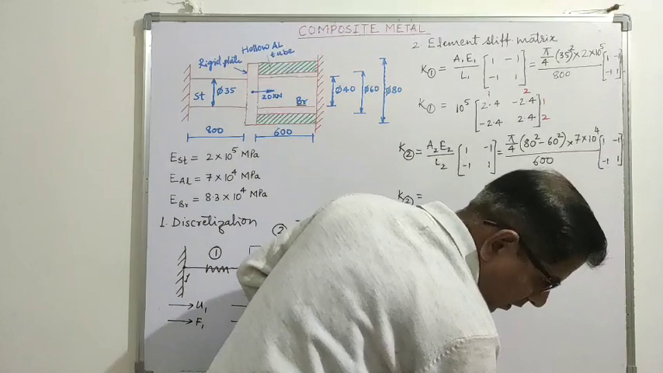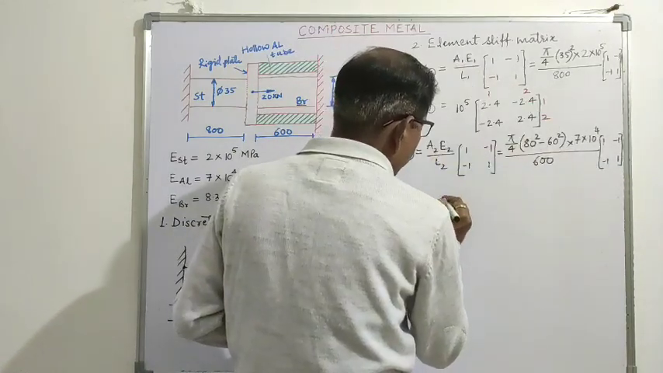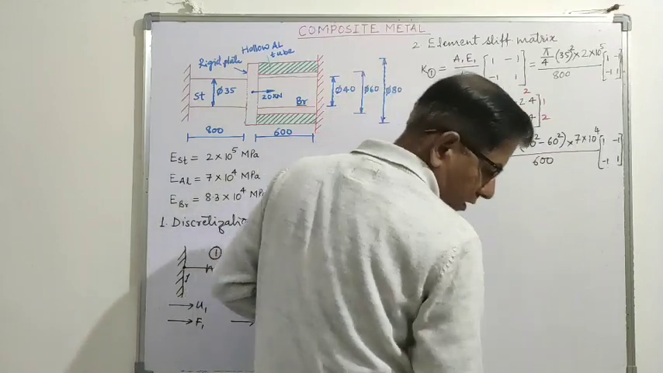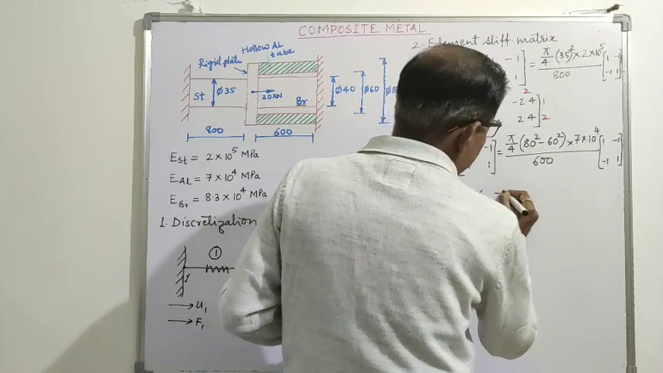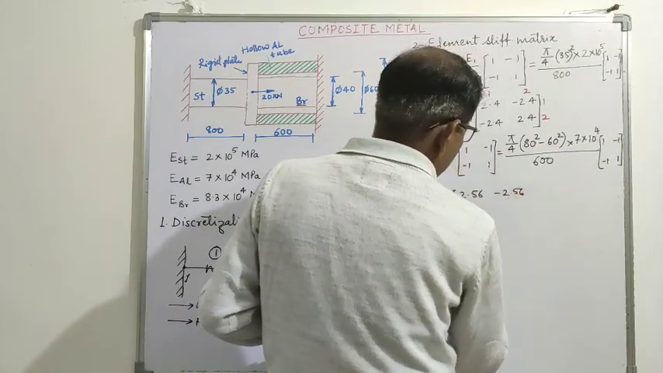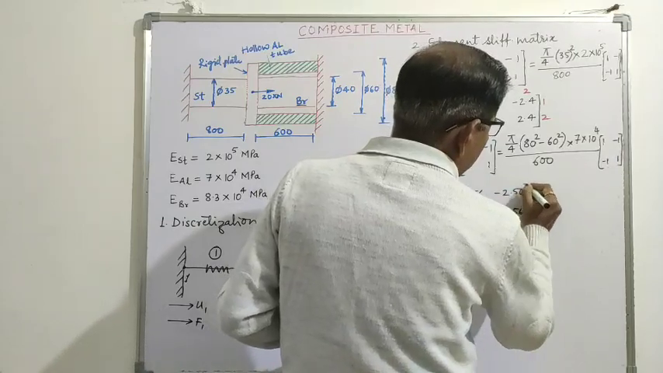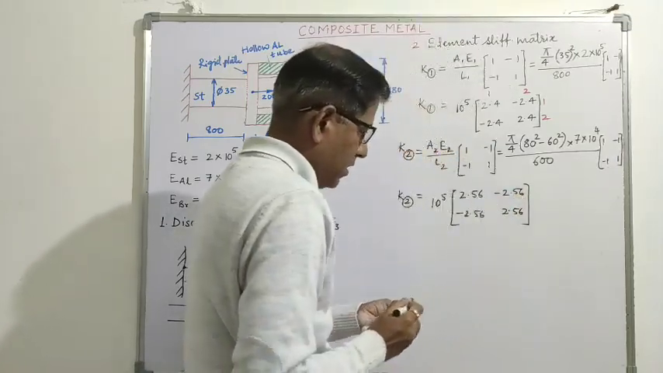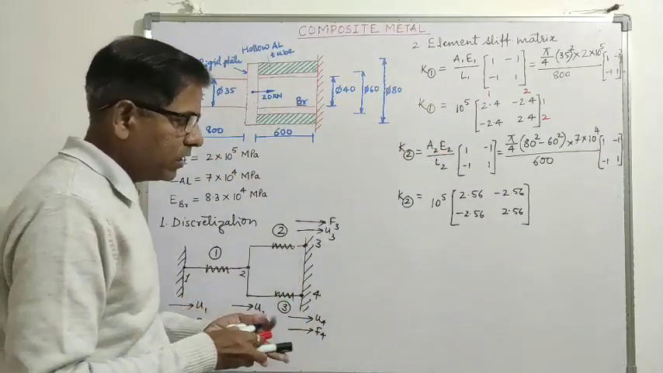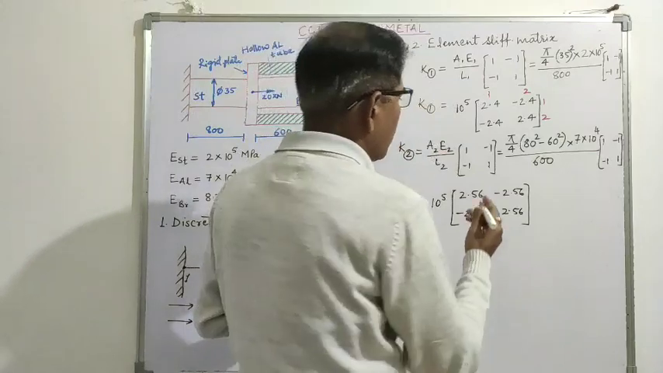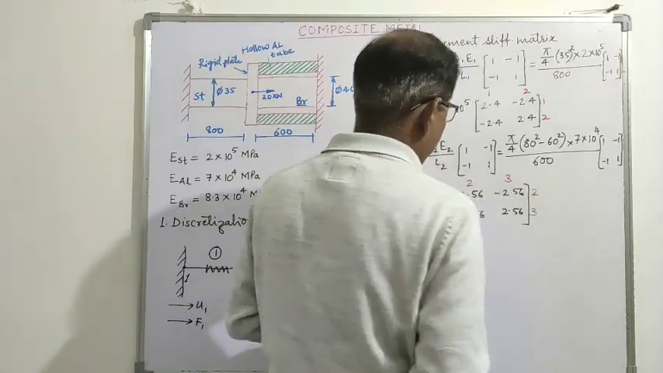So K2 is calculated as 10 to the power 5 outside the bracket, and inside it is 2.56, minus 2.56, minus 2.56, 2.56. And element number 2 is made up of node numbers 2 and 3, so we give the row number and column number as 2 3 2 3.